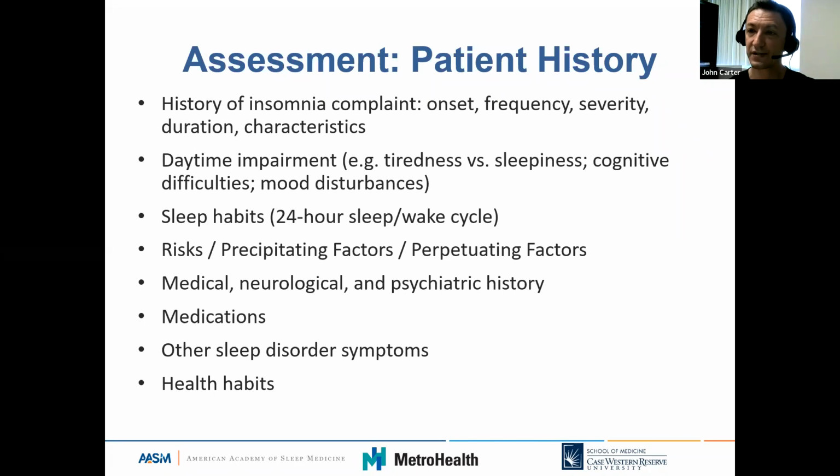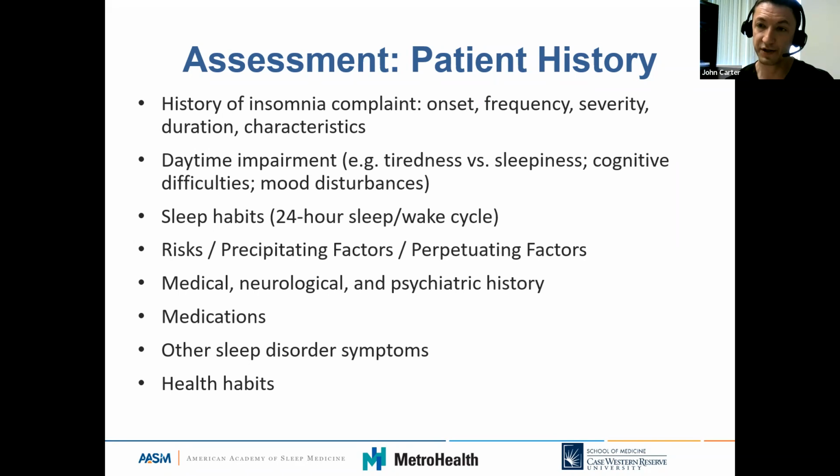Okay, the types of things that we look at, it may be obvious, but the major ones are shown here. Again, you're going to be interested in the onset, frequency, severity, duration, and characteristics of their insomnia complaint. It's not unusual that patients will give you vague complaints to begin with, so it often requires a lot of drilling down into exactly what's going on. I will often ask patients to walk me through hour by hour what they're doing over the full 24 hours. Again, insomnia is not just limited to bedtime, but what we do during the daytime and prior to preparing to sleep all contribute to insomnia.